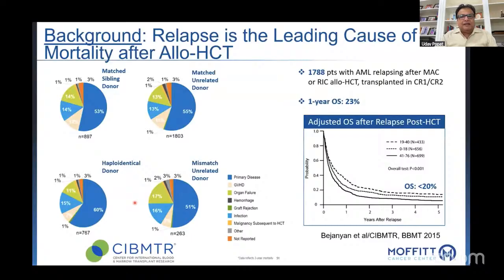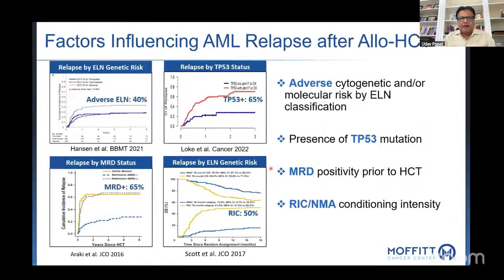So relapse remains the leading cause of mortality after allogeneic transplant. And as you can see over here, about half to 60% of the patients fail because of relapse. And this is the data from CIBMTR. And as you can see, the largest pie of this curve is the one which shows that it is relapse. And once a patient relapses, the outcome is very poor. So as Dr. Kumar and Dr. Bhargav mentioned, relapse remains a major problem worldwide.